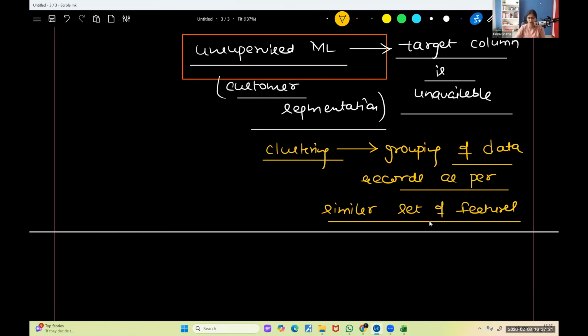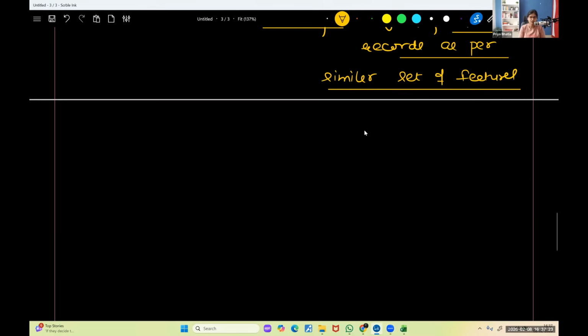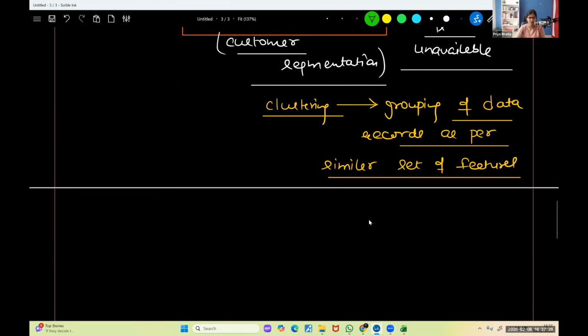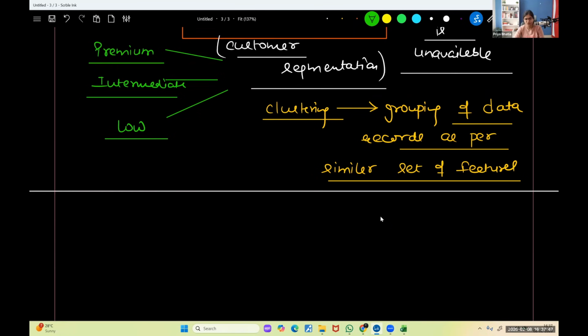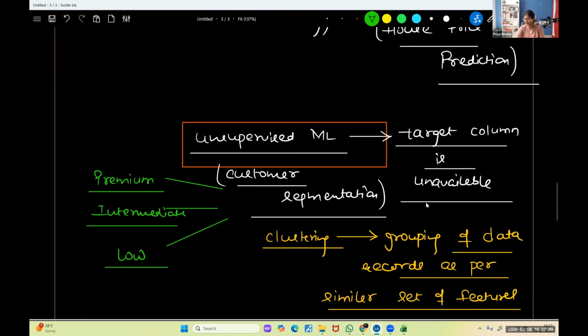Customer segmentation is one application of it, where let's say you want to classify or segregate your customers into, let's say, three categories, as I have mentioned, maybe a premium one, intermediate one, and low category one. This is the overall point. Is this okay? Is this clear to everyone?